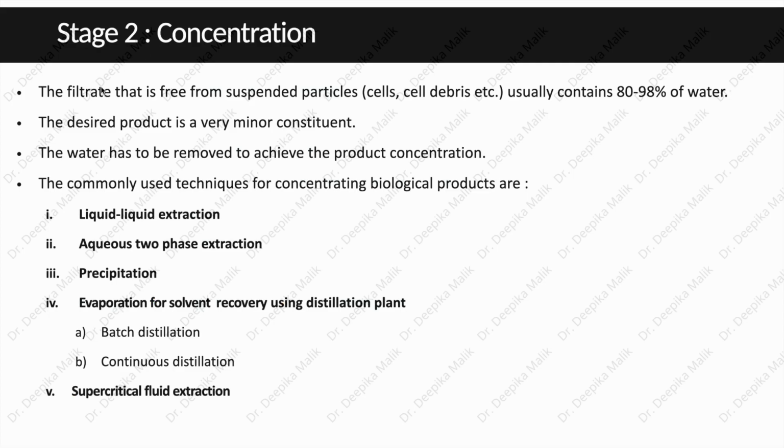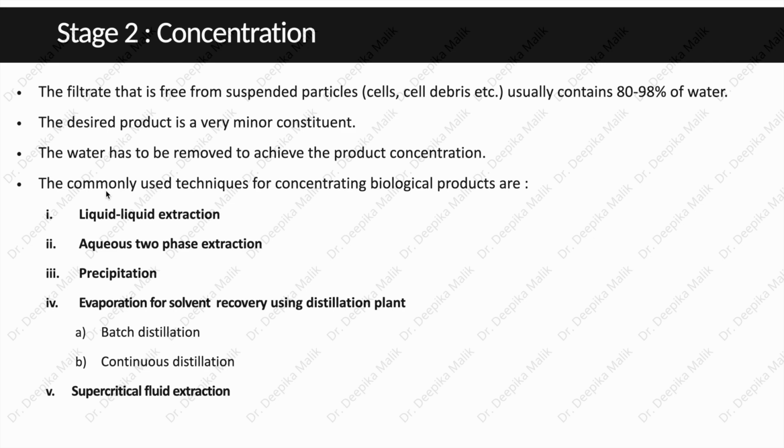The filtrate that is free from suspended solids like cells or cell debris usually contains 80 to 98% of water. The desired product in it is a very minor constituent. Therefore, the water has to be removed to achieve the product concentration.